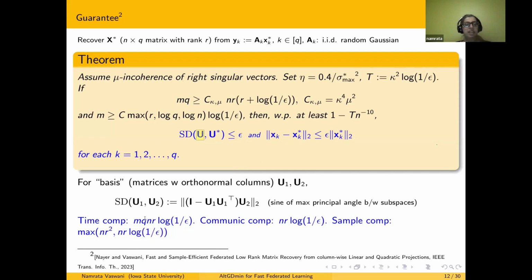The time complexity needed is m q n r log(1/epsilon), so it's linear time. Communication cost is only n r, the least you need to transmit a gradient. The gradient is of size n cross r, so you just need exactly n r per iteration and log 1 over epsilon iterations total. And the sample complexity is this, right? So it's fast, communication efficient, and sample efficient.